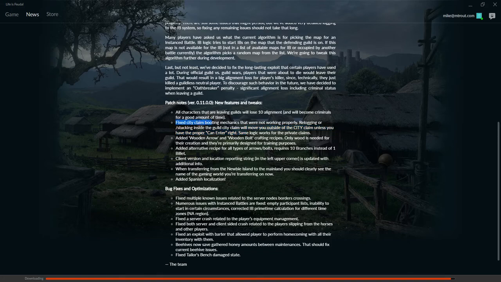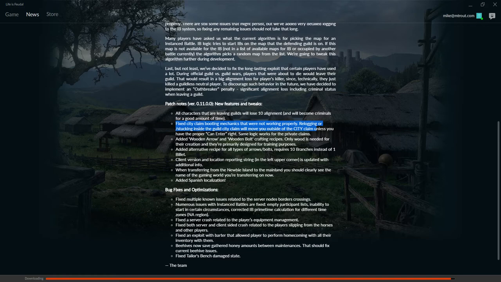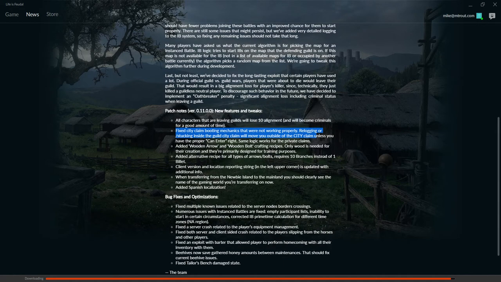Let's see, fixed city claims, booting mechanics that were not properly. What is it? Oh yeah, okay. This is when you were listed on the claim, even though you do a slash stuck, it would boot you basically into the water. So this was kind of a problem, so they fixed that.